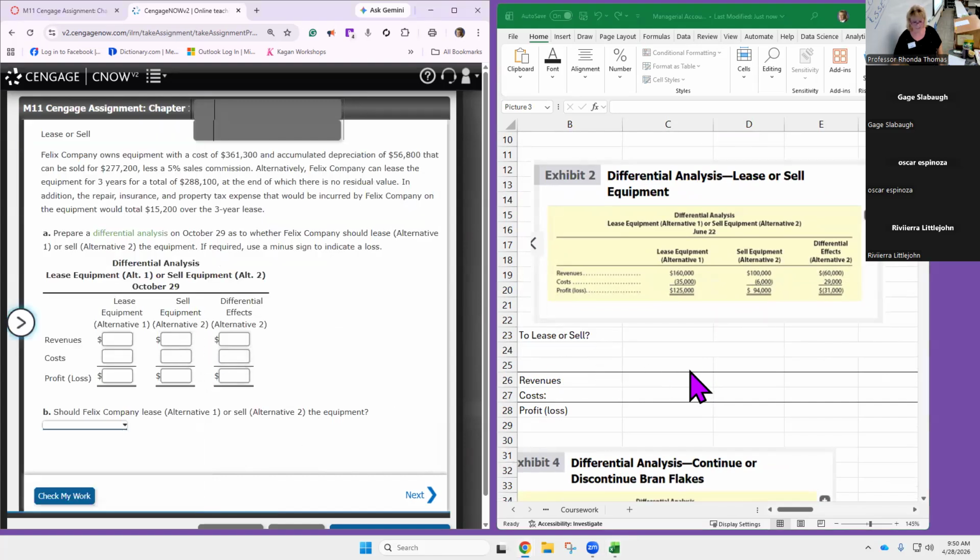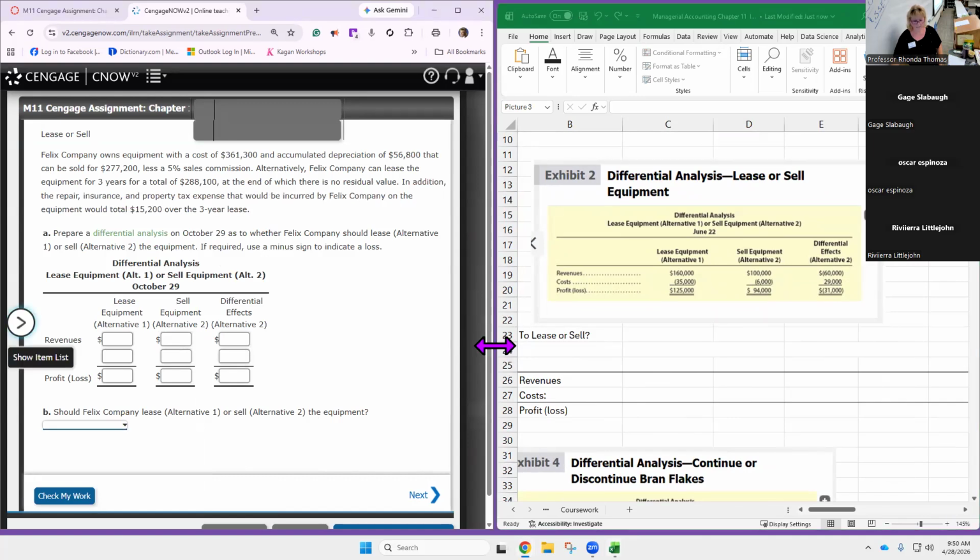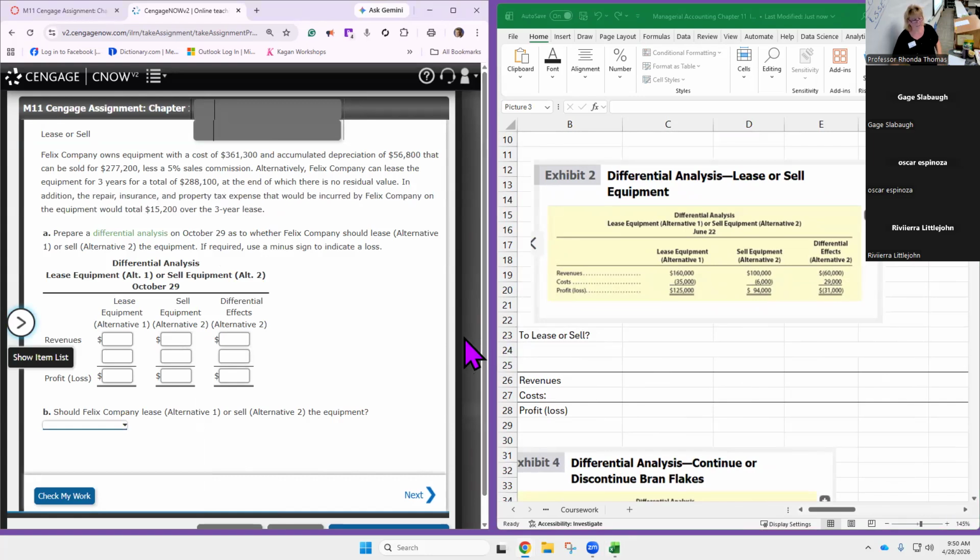So I have a little table here that I'm going to try to use to do my calculations, because of course, Connect doesn't allow you to do calculations. Boy, I wish it would. That would help a lot, but it also gives you more practice of using Excel too.